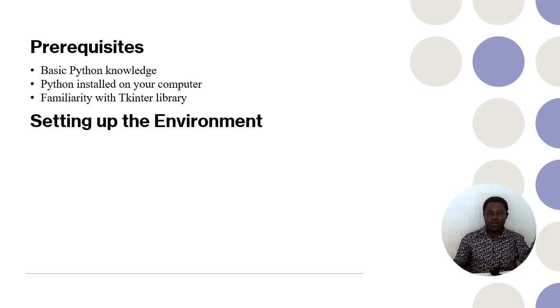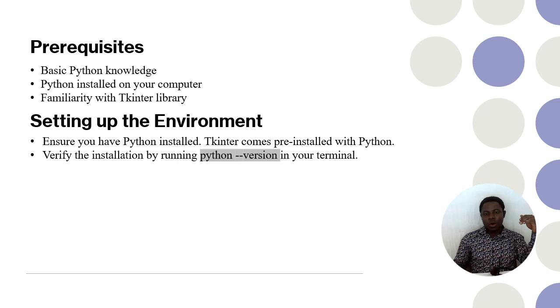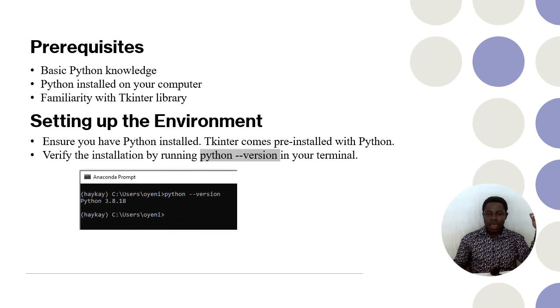So we need to set up the environment. Now that we have our Python installed, you can confirm that by typing python --version on your terminal, and you're going to see the version of Python you are using. In my own case, my Python is Python version 3.8.18.